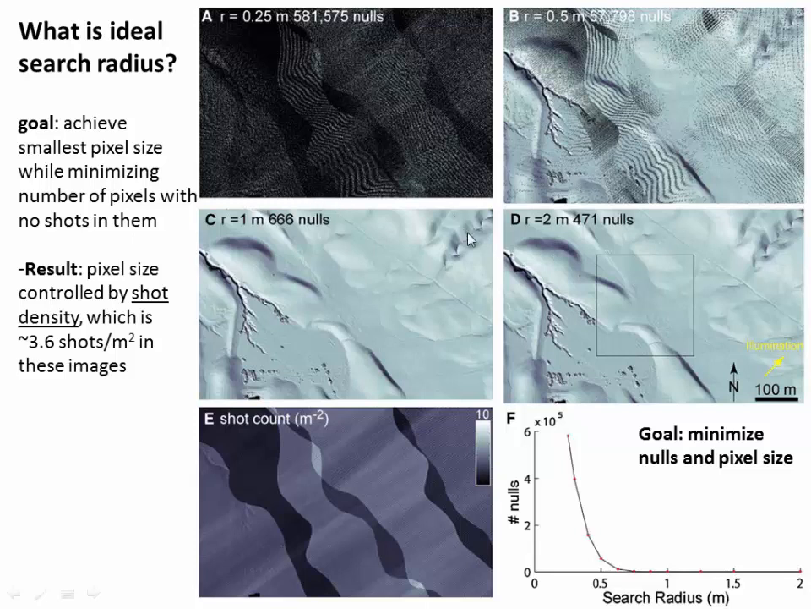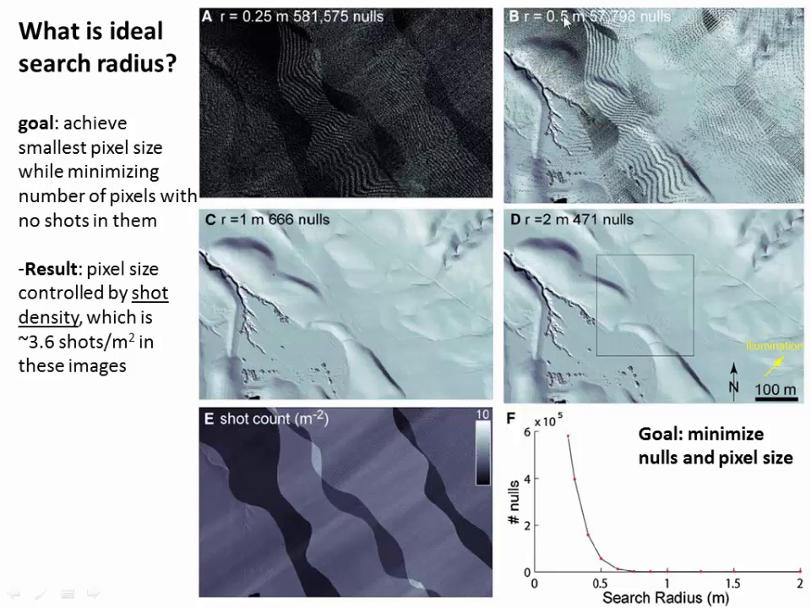Here's 4 different attempts to make DEMs. Here's a 1/4 meter DEM, a 1/2 meter, a 1 meter, and a 2 meter. When we attempt the 2 meter DEM, or 2 meter pixels, we're only left with 471 null pixels. So basically, almost every pixel had at least one shot point in it. When we get down to 1 meter pixels, we're only left with 666. So still, most pixels had a shot point.